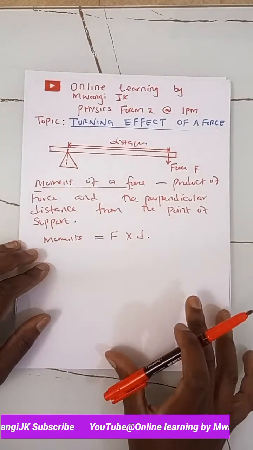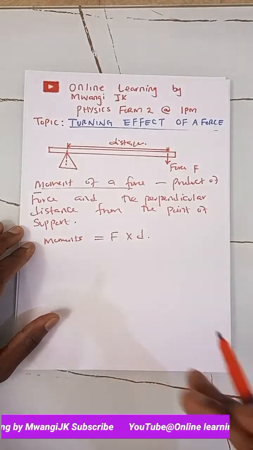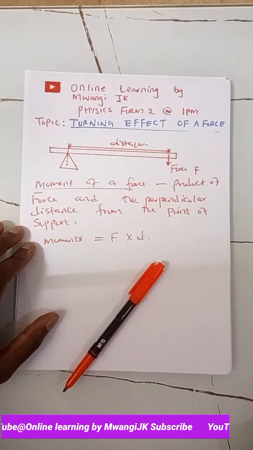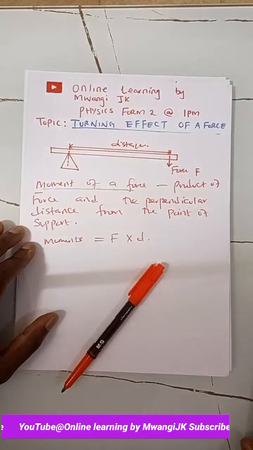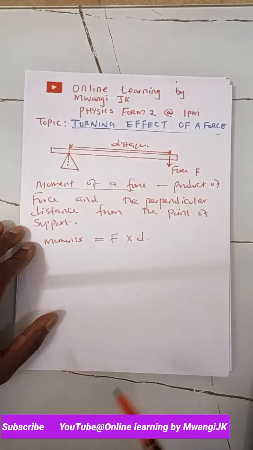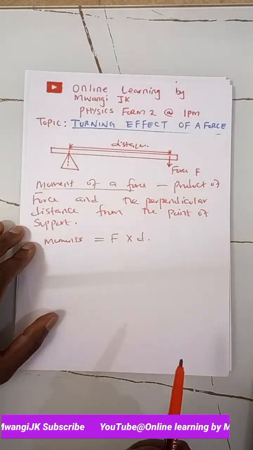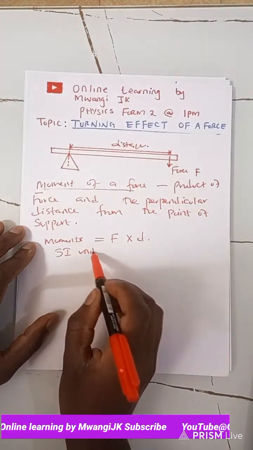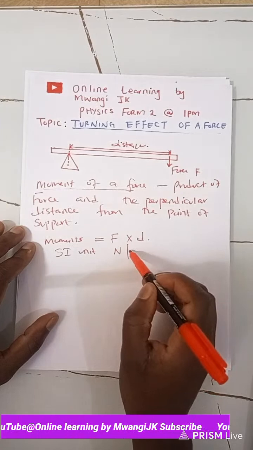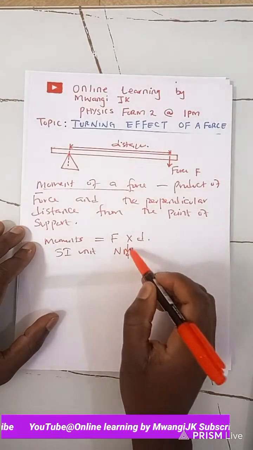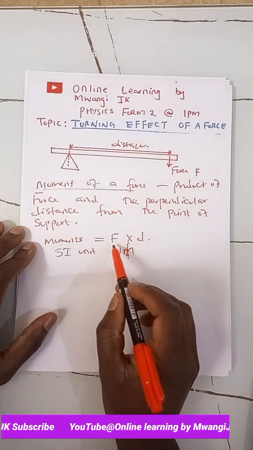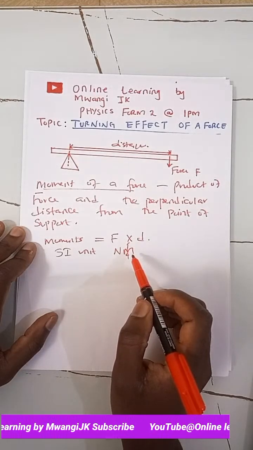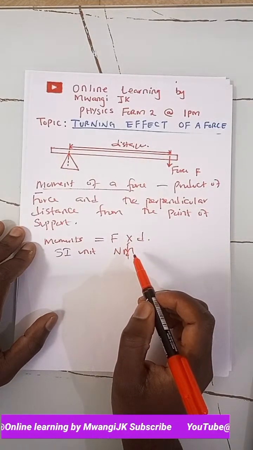The next part is how we take moment. We have many examples where we talk about moment, and before we talk about those cases, we'll talk about the SI unit of moment of a force. The SI unit is the Newton meter, since we are talking about the product of force, which is in Newtons, and the distance, which is in meters. So the SI unit is the Newton meter.